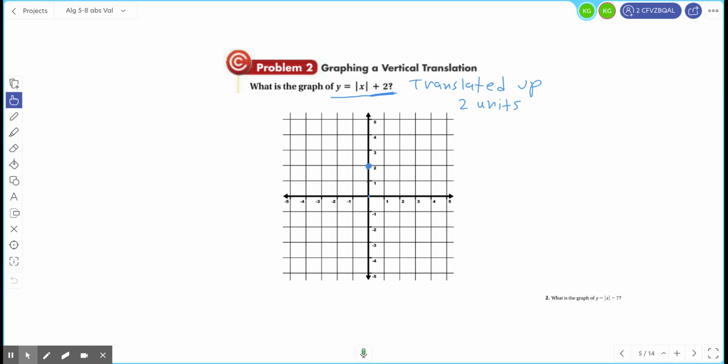I'll just very lightly draw in here the parent function. And the translation here is that my function has been moved up 2. Now, when you draw the absolute value function, it has a slope of 1. So you basically just go straight diagonal across all of the grid squares. So you get a slope of 1, and on the other side a slope of negative 1. So it just goes through all of those grid line intersections.